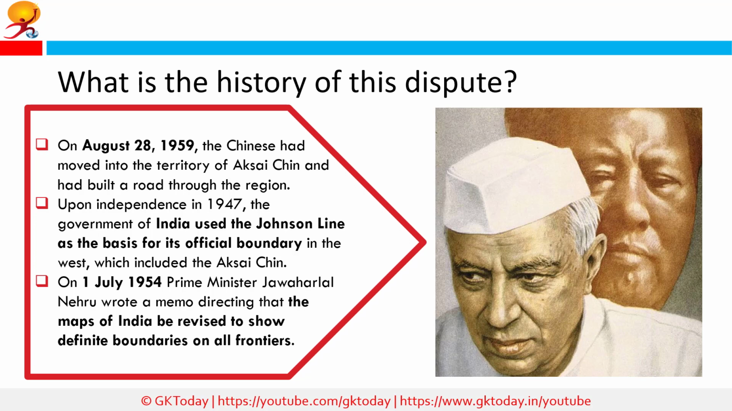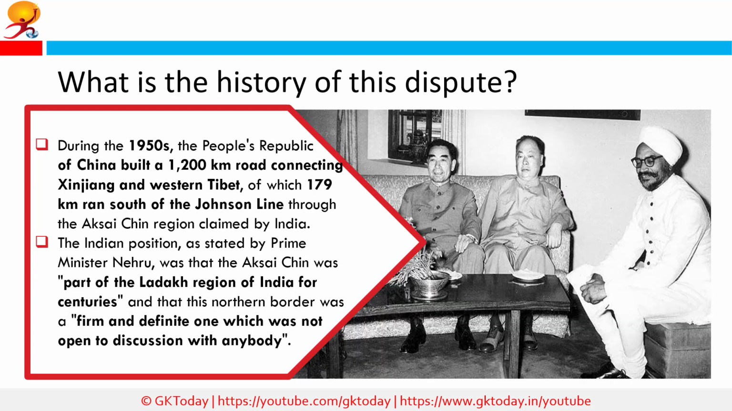On 1st July 1954, Prime Minister Jawaharlal Nehru wrote a memo directing that the maps of India be revised to show definite boundaries on all frontiers. Up to this point, the boundary in the Aksai Chin sector, based on the Johnson Line, had been described as undemarcated. Now, during the 1950s, the People's Republic of China built a 1200-kilometer road connecting Xinjiang and Western Tibet, of which 179 km ran south of the Johnson Line through the Aksai Chin region claimed by India.